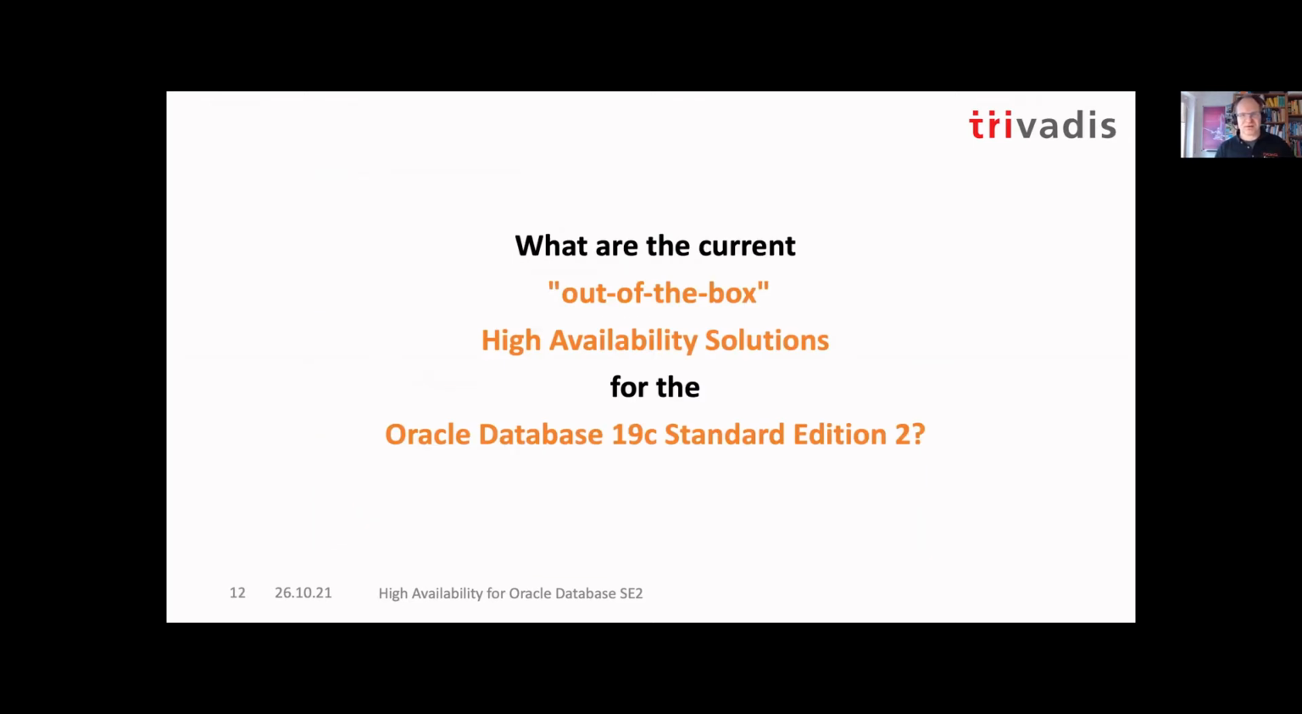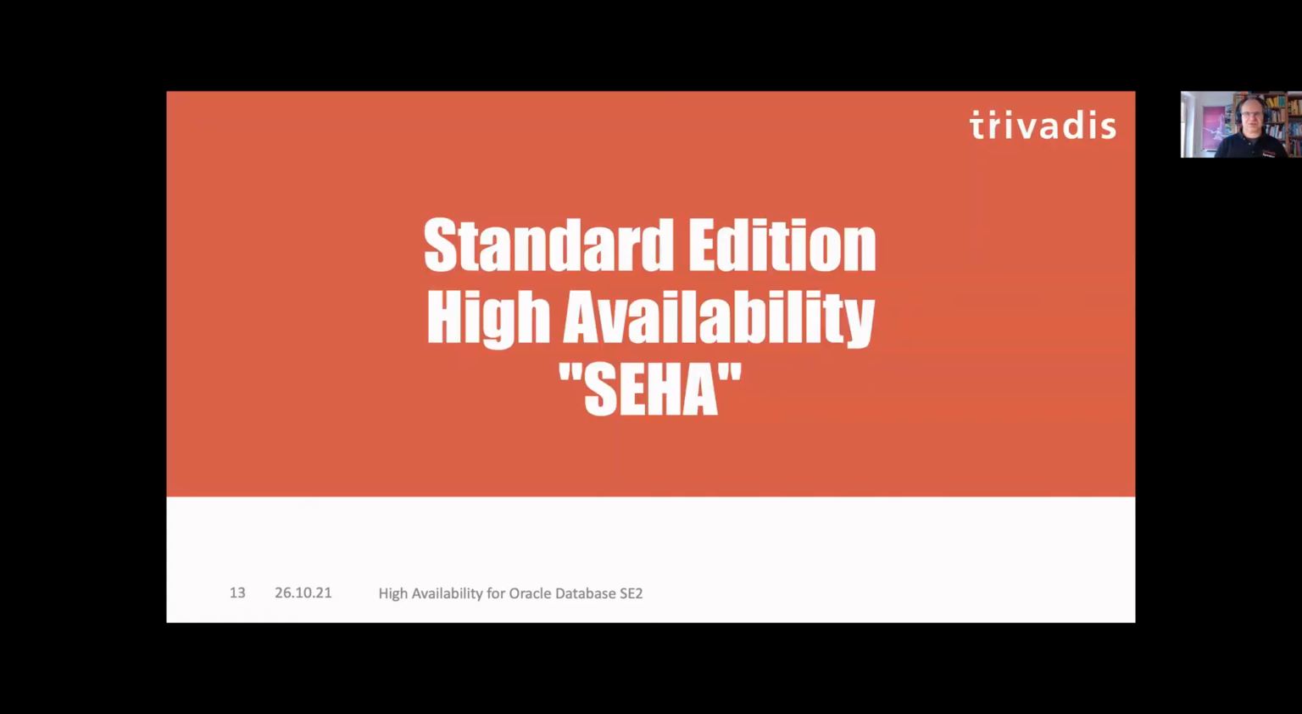What are the current out-of-the-box high availability solutions for Oracle Database 19c Standard Edition 2? And it's basically the same for 21c. So no additional products, no own scripts, just what's there out of the box within Oracle. I will start with SEHA, Standard Edition High Availability.